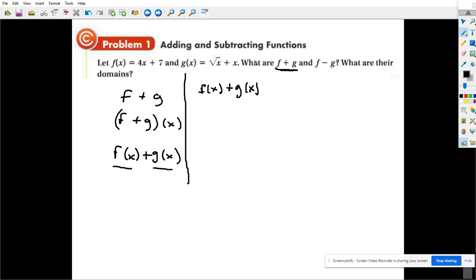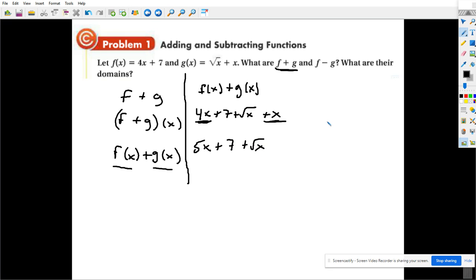So what is f? F is 4x plus 7. What is g? G is square root of x plus x. So all I'm doing is writing these things out, right? I'm adding these two together. Well, what are my like terms? These two right here. Can I add anything else? And the answer to that is no. So I've got a 5x plus 7 plus square root of x, and I'm done.